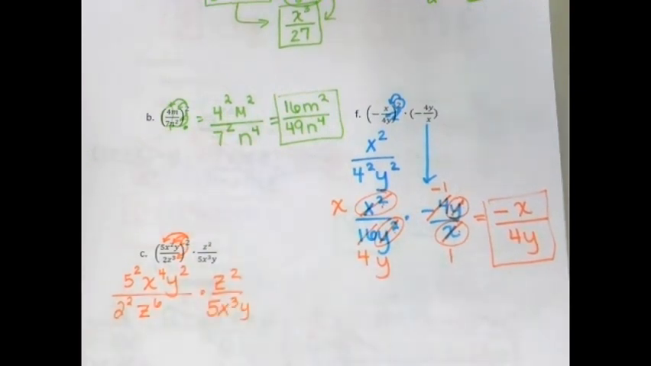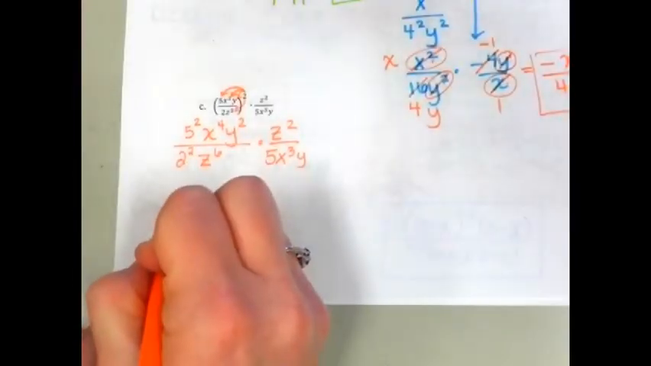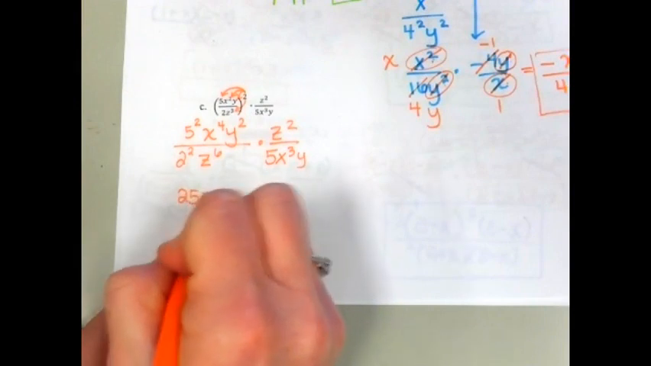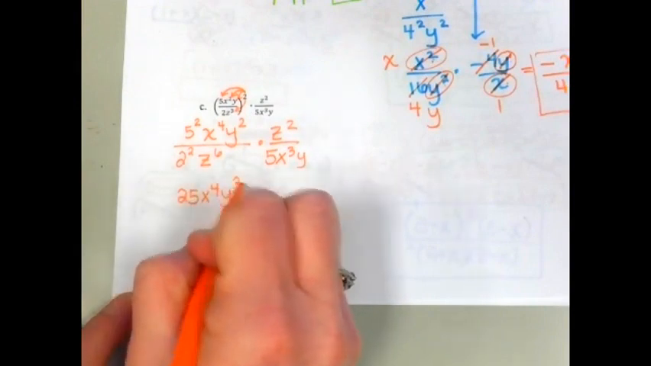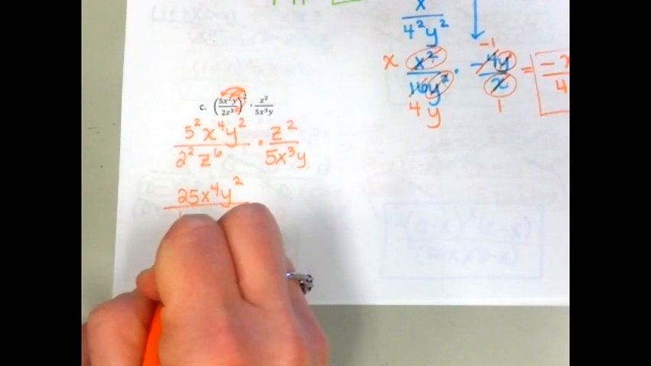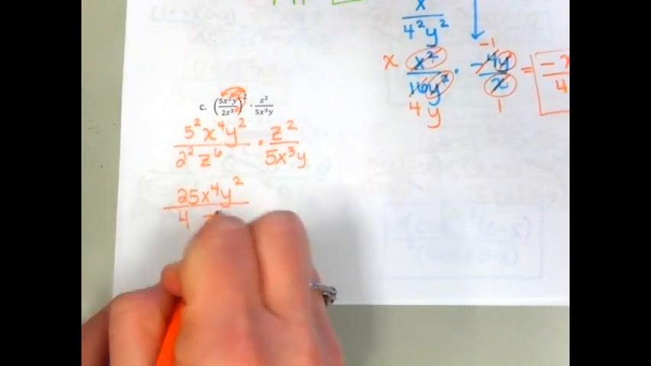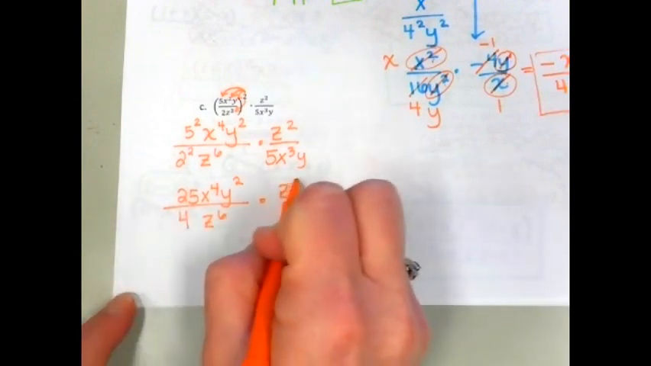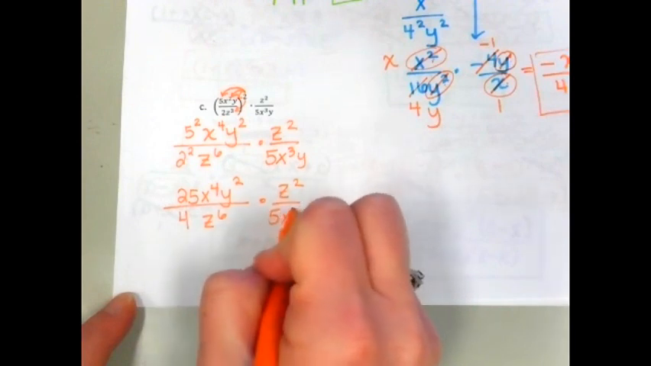All right. Let's go ahead and simplify. What is 5 squared? 5 squared is 25, x to the 4th, y squared. What's 2 squared? 4, z to the 6th, times z to the 2nd, over 5x cubed y.